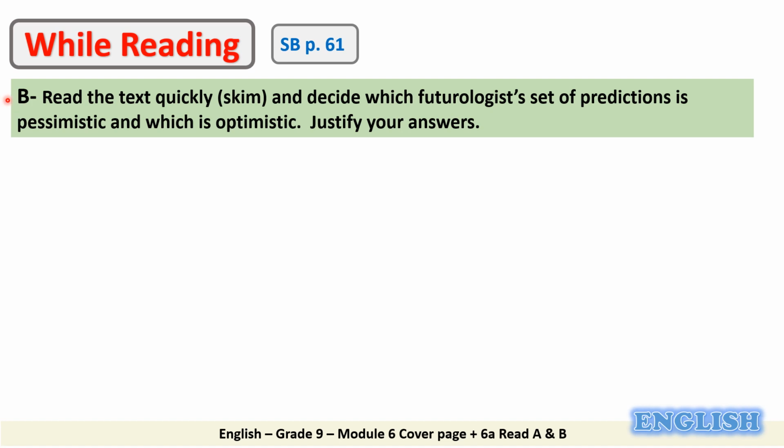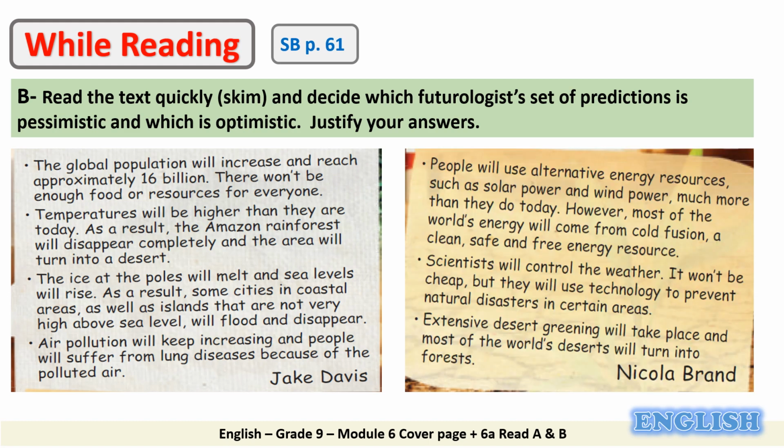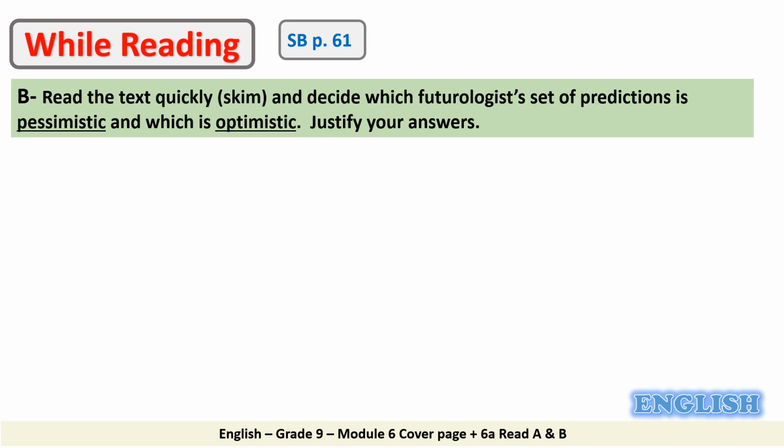B. Read the text quickly, skim, and decide which futurologist's set of predictions is pessimistic and which is optimistic. Justify your answers. Remember that pessimistic is expecting the worst or the bad things to happen. Optimistic is expecting the good things to happen. You can stop the video, answer the questions, then check your answers.